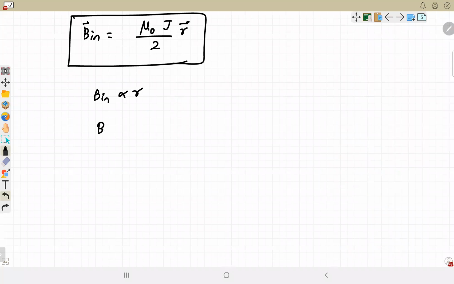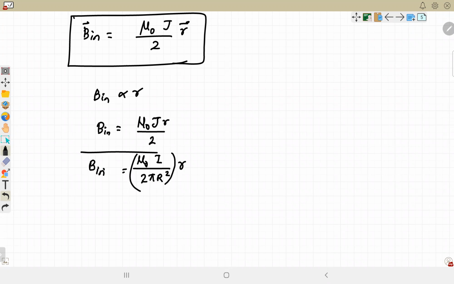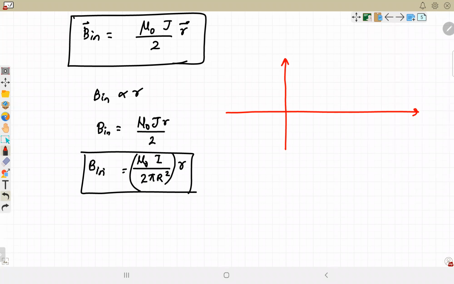So inside का formula है mu naught J into r by 2. J को हम substitute कर सकते हैं total current I divided by area pi r squared into small r. Inside magnetic field is directly proportional, outside magnetic field is inversely proportional to r, so that becomes B versus r. Magnetic field B is linearly proportional inside, outside is inversely proportional to r.